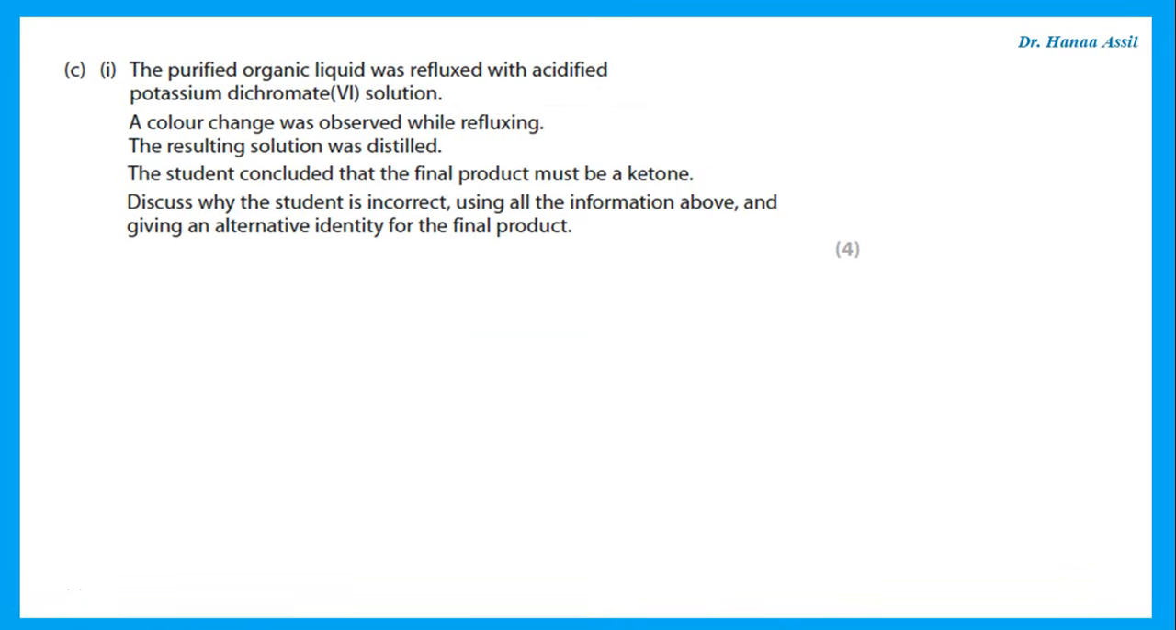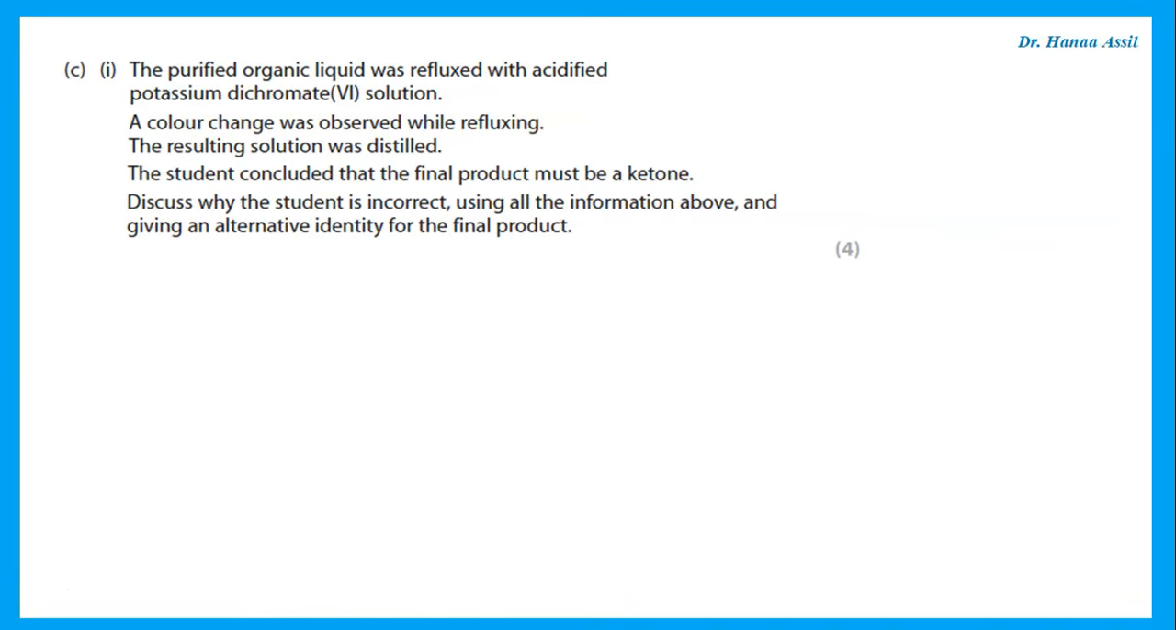The purified organic liquid was refluxed with acidified potassium dichromate. A color change was observed while refluxing. The resulting solution was distilled. The student concluded that the final product must be a ketone. Discuss why the student is incorrect using all the information above and giving an alternative identity for the final product.